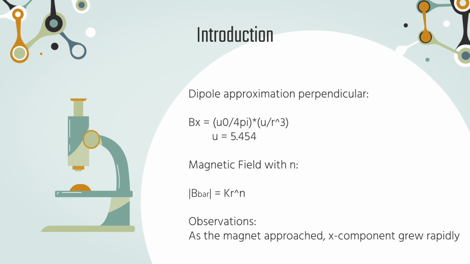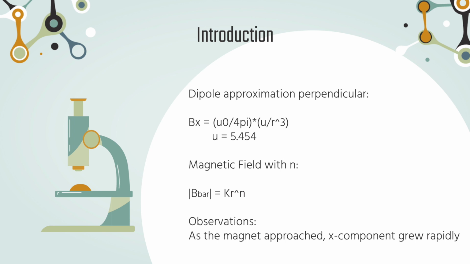In this experiment, I used two equations to calculate different variables. The perpendicular dipole approximation was 1, and by substituting my R values and my magnetic field values from the experiment, I could calculate a dipole moment value of 5.454.